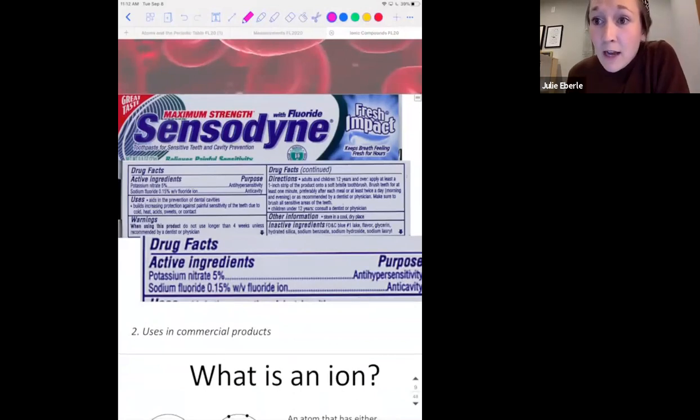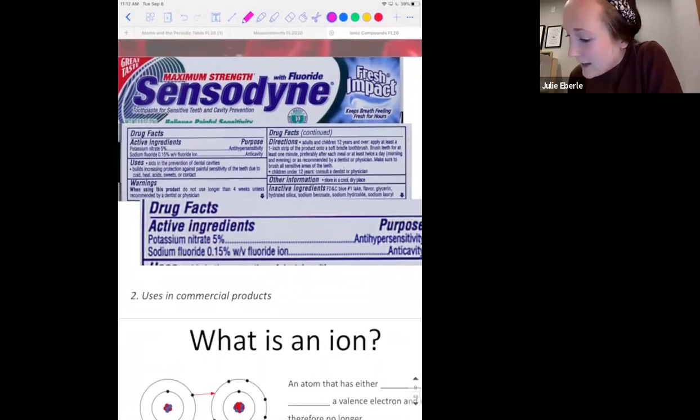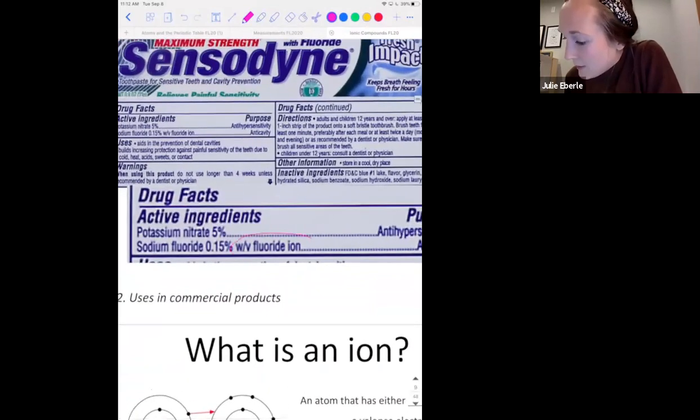Ions are used all the time in commercial products, and I'm just going to point out one example here. Hopefully you all brush your teeth this morning. Anybody ever left your house and you realize you forgot to brush your teeth? It's like the worst feeling ever, okay? Look right here. In toothpaste, we have fluoride ions, okay?